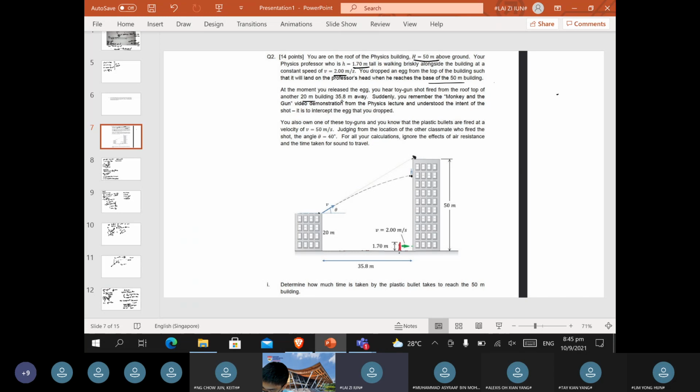So over here, 1.8 meters away. Remember, that's the instant of the shot. It's the instant the egg is dropped. Okay, interesting. So let's do this together.